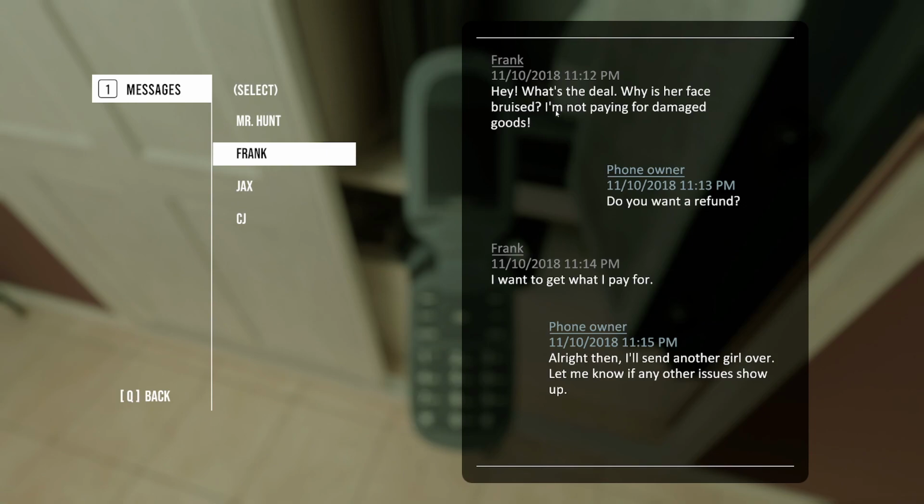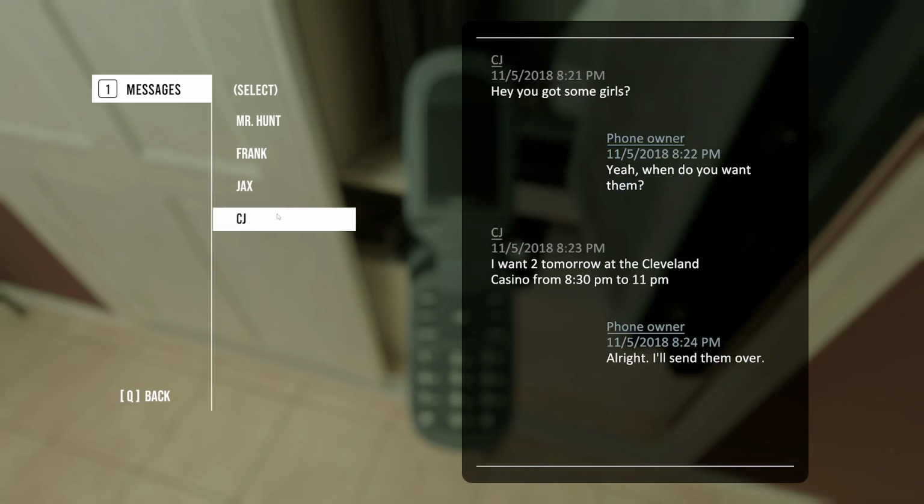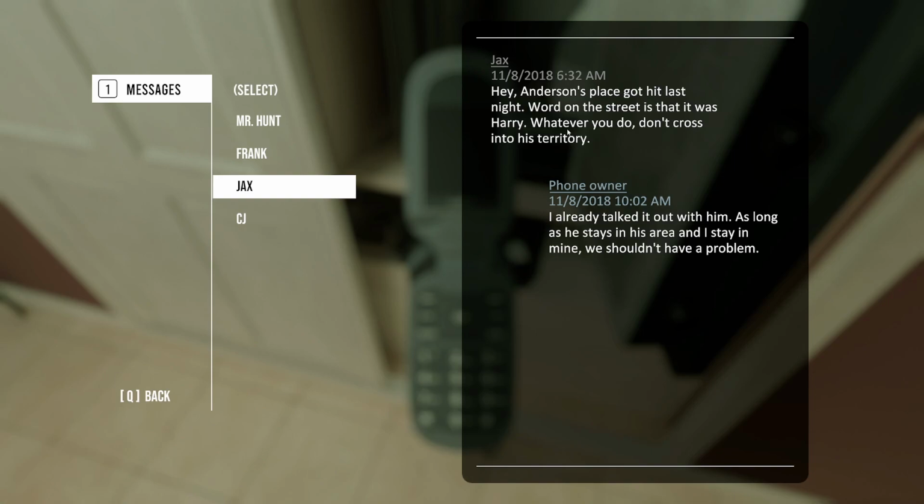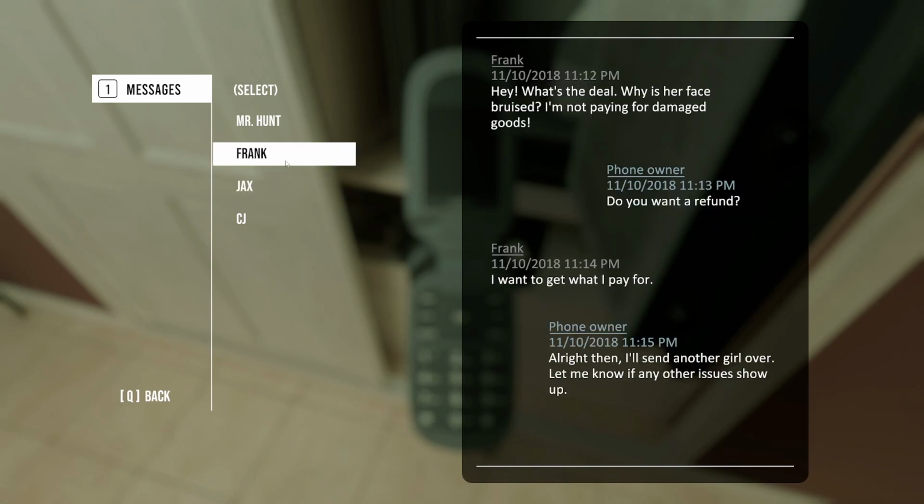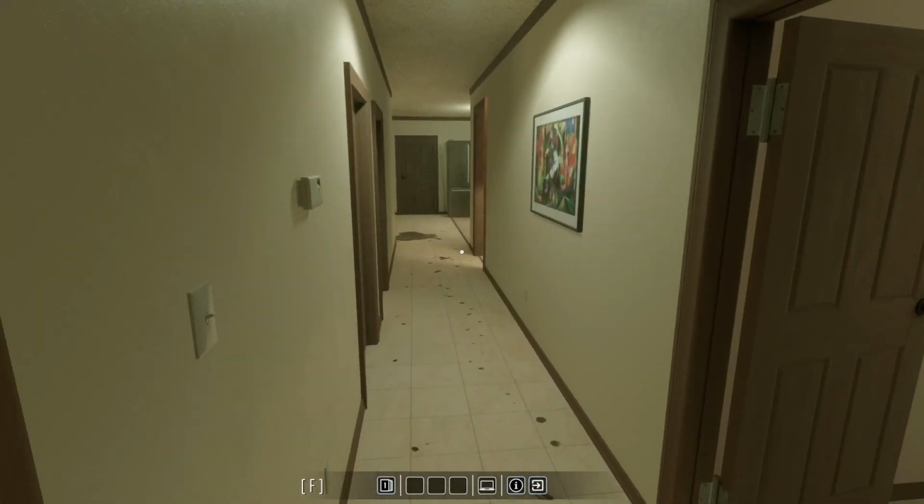Why's her face bruised? I'm not paying... 10th. Oh. Somebody was bruised. Maybe Harry is the one who came here. Of course, this is the evening, and he beat Stephanie during the day, I guess. So I'm fairly certain it's still Stephanie.